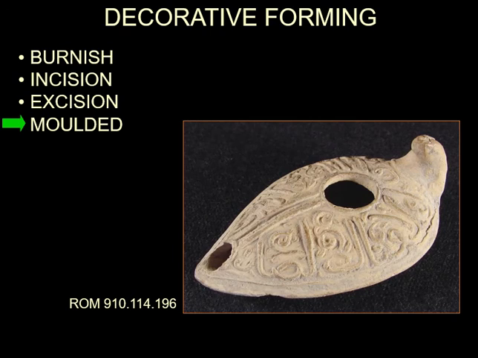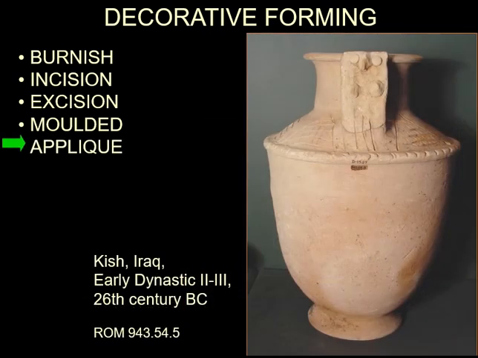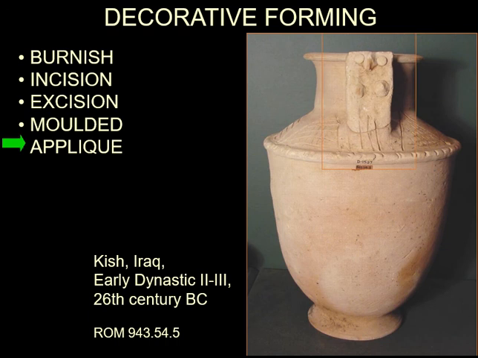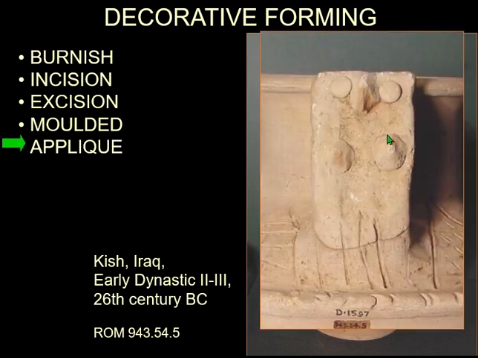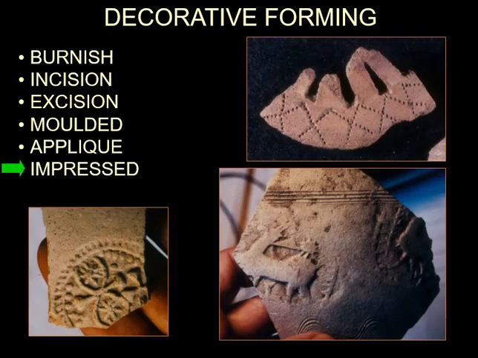Molded also forms decoration. Applique is where you apply bits. See this bit here? It's had these little bits of clay added to create a pattern, applique. Impressed is where you will impress something. This has had some sort of fork impressed into it or done individually, whereas this has had a stamp of some sort pressed into the clay.